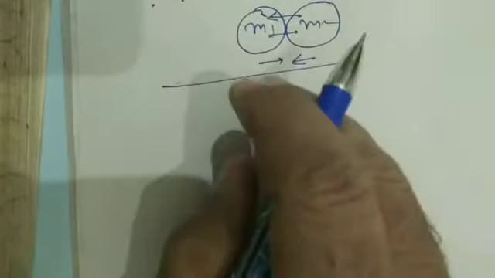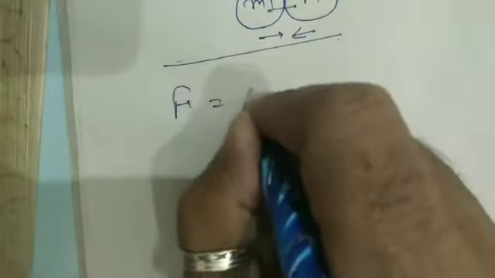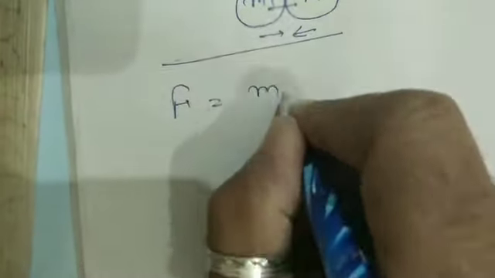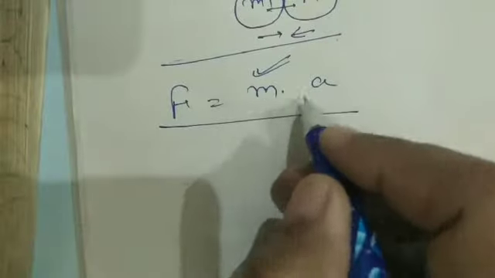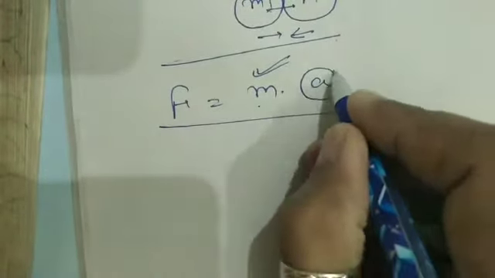When you solve this numericals in this chapter, most of the time you have to find this acceleration. So in this formula, m is constant, there is no change in the mass of the object. Only you have to work out on this mass part.